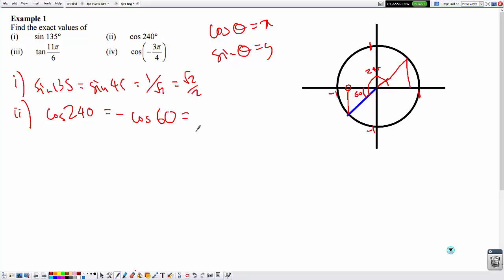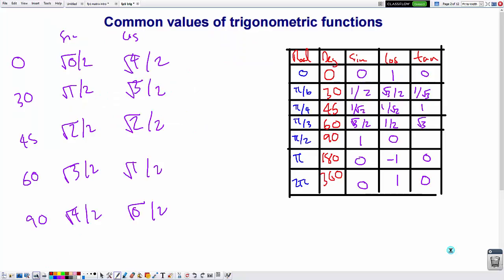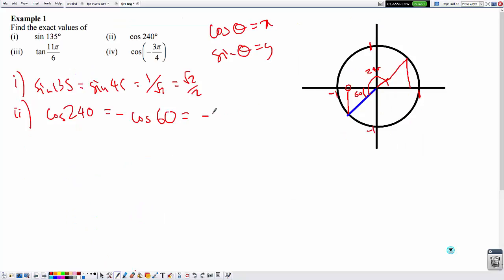Now, what's cos of 60? Well, we already know what that is. Cos of 60 is a half. So cos of 240 is equal to minus a half. I'm not going to do these ones just yet. Let's do actually a few more like this. I'm not going to do 3 and 4.